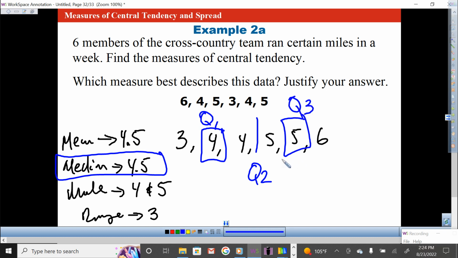Lastly, do we know how to find the range? Take the largest number and the smallest number, right? Can we find the IQR, interquartile range? Yes. You take the largest quartile, which is what? 5. Subtract from the lowest quartile, which is 4, and this is 1. And that's the homework for tonight.